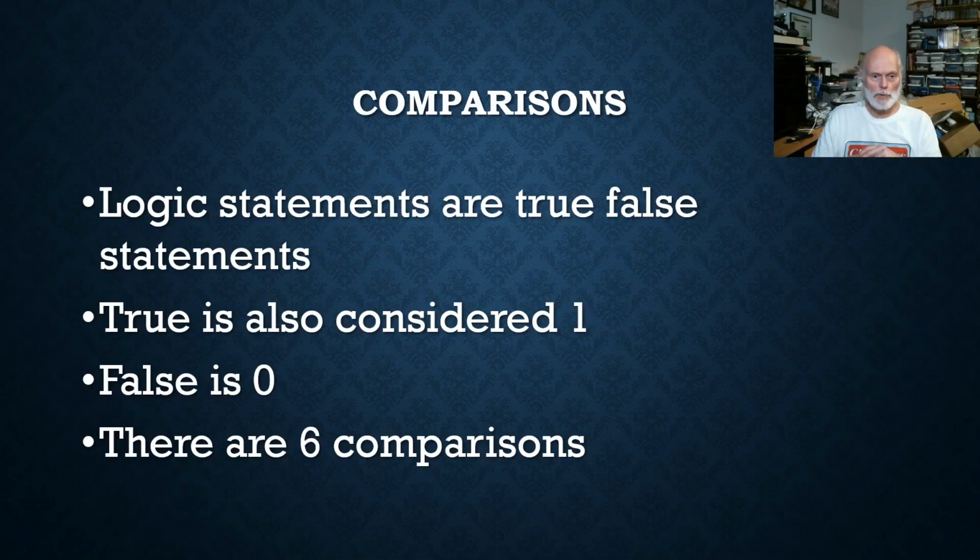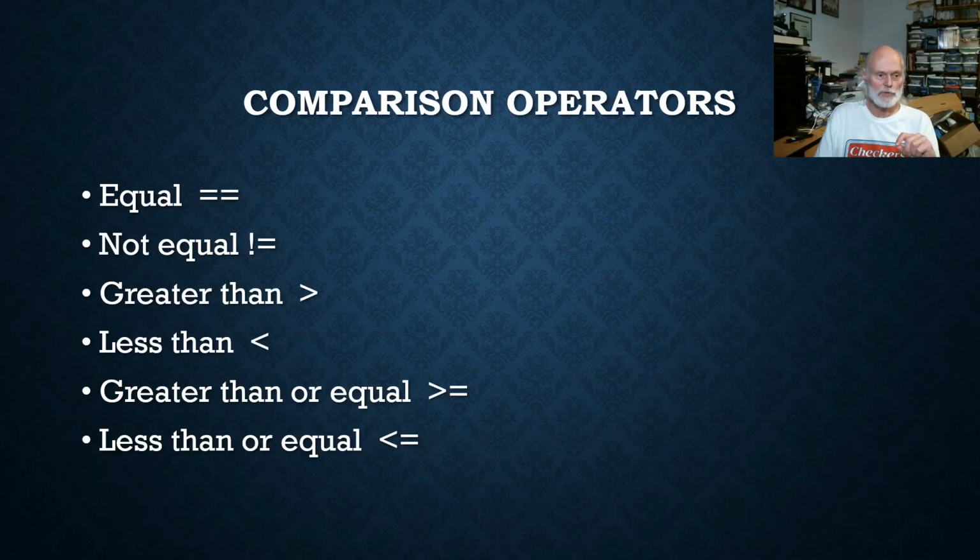In this video, we're going to talk about logic, and logic statements are either true or false. True is also considered one, or actually any non-zero value, where false is considered a zero. There are 6 comparisons we can do to see if the results are true and false.